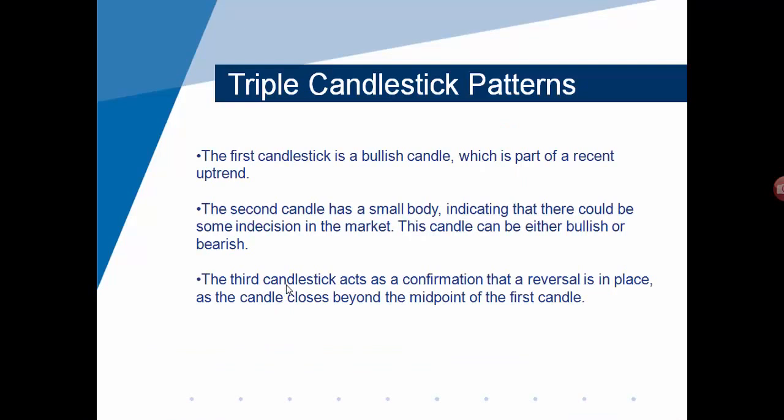First characteristic is that we have a bullish candle, which is a part of a recent uptrend. The second candle has a small body indicating that there could be some indecision in the market. This candle can be either bullish or bearish. So when we spoke about those indecision candles like the spinning tops, spinning bottoms, or the dojis, those are the candlesticks that we're looking for. The third candlestick acts as a confirmation that a reversal is in place as the candle closes above the midpoint of the first candle.